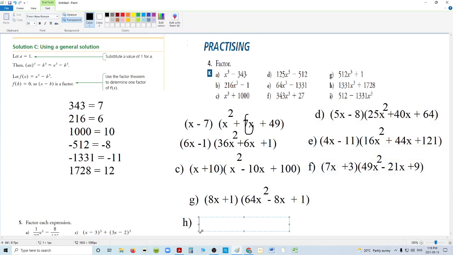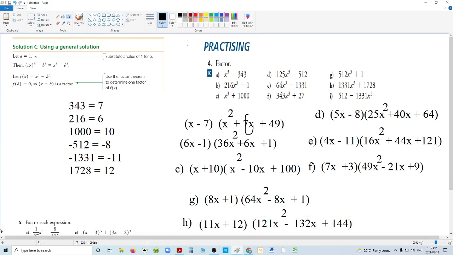The cube root I've already discovered for 1331 is 11. So 1331x cubed is 11x. 1728 I discovered was 12. So to figure out the second roots, here I'll just do it again. There we go. It's square the first one, x squared, negative, and the two times each other. What's 12 times 11? It's 132x, and then the square of the second term. Boom.